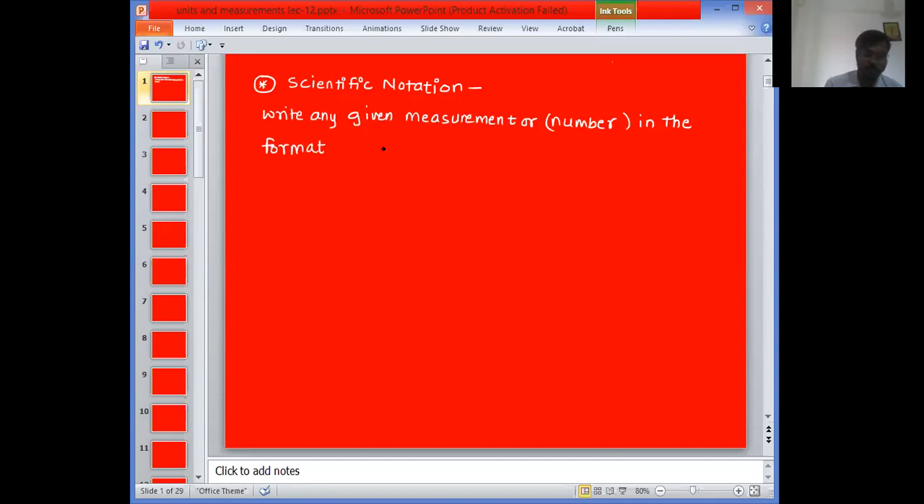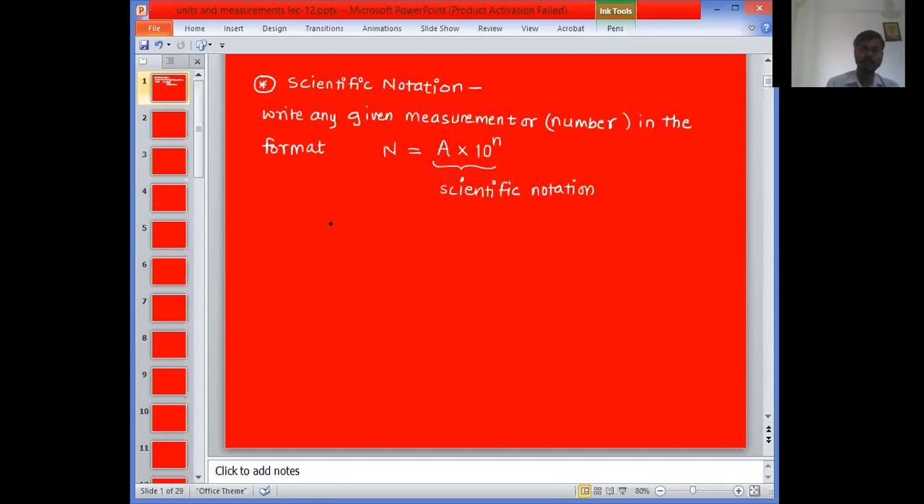Try to understand. Any given number will be written in a format something like this: some value a multiplied by 10 raised to small n. This given number capital N will be modified to this notation. This notation is called scientific notation. Initially observe everything, write down all the things, then we will discuss, and then you can ask doubts if any.